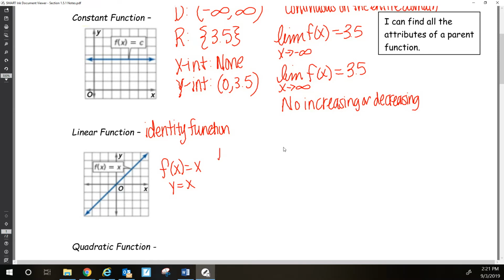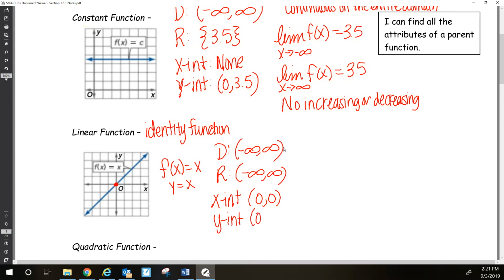What is our domain for linear functions? Negative infinity to positive infinity, all real numbers. What is our range? Again, goes down to negative infinity, up to positive infinity. It's also all real numbers. What is our x-intercept for the parent function? We just have this one intercept that's right there at (0, 0). What is our y-intercept? Same thing, right? (0, 0).